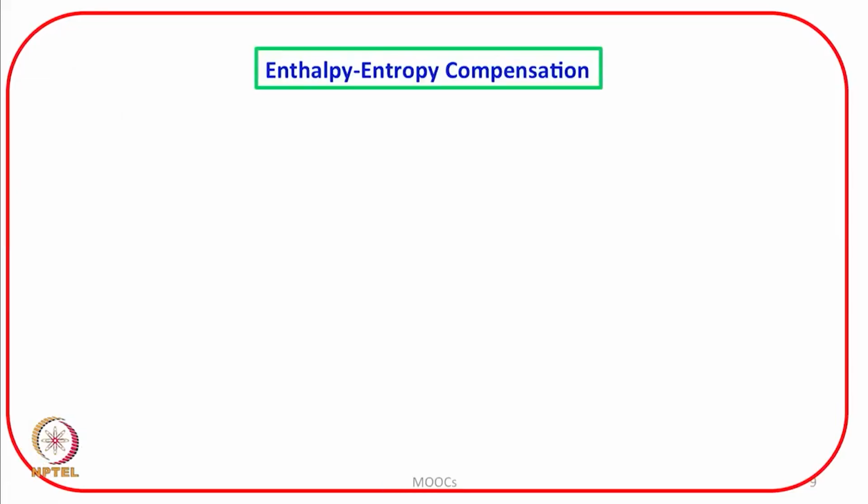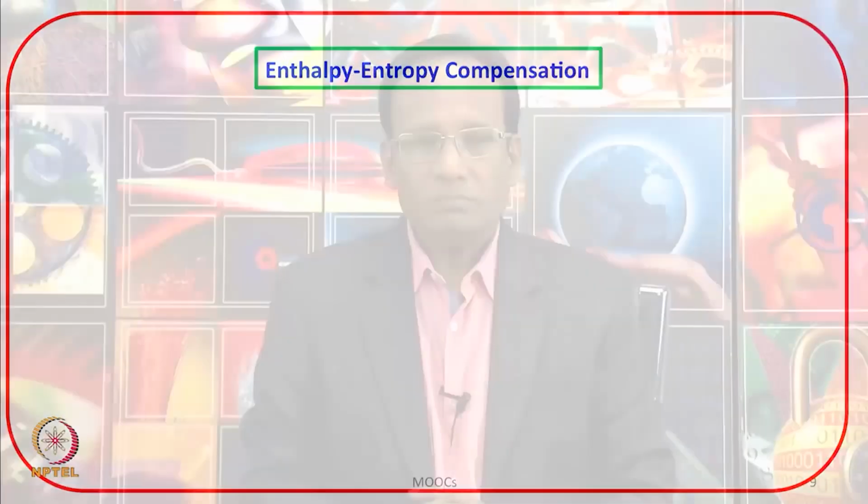Now let me talk about the enthalpy-entropy compensation. Whether we talk about the protein-ligand binding or we talk about the thermal unfolding of protein, in both the cases we are talking about the enthalpy changes, we are talking about the entropy changes. The enthalpy changes and entropy changes both can be used to further get the standard reaction Gibbs free energy changes.